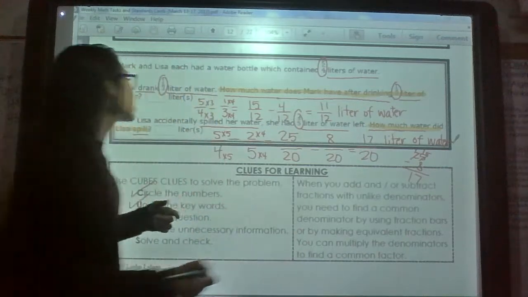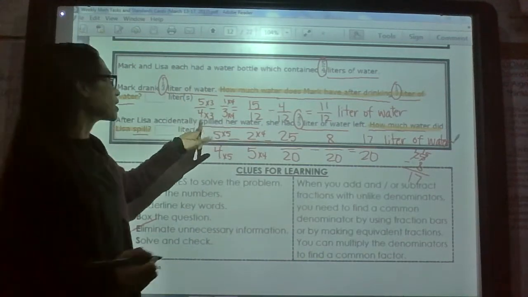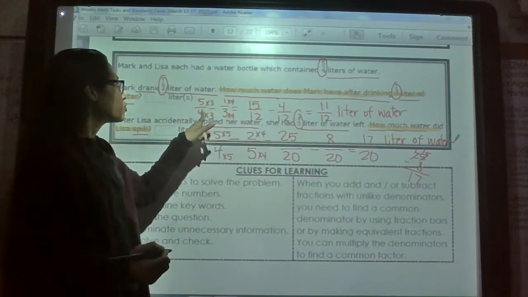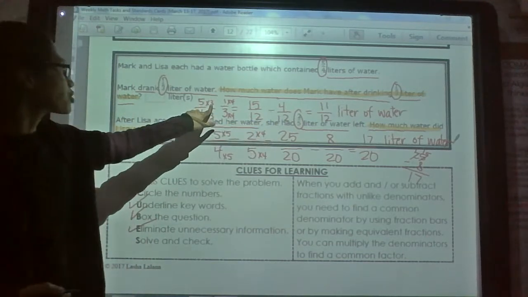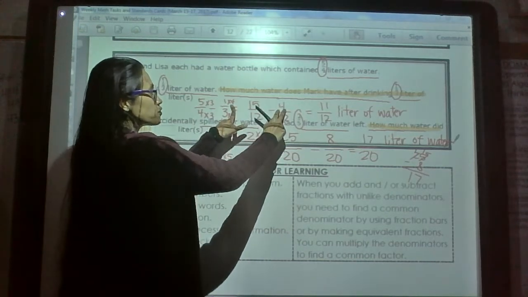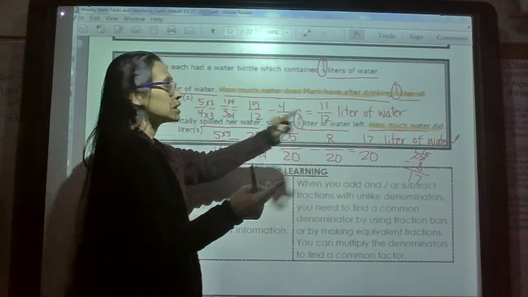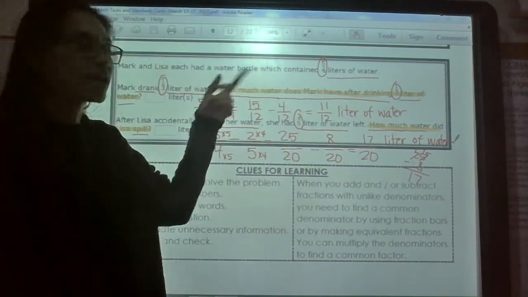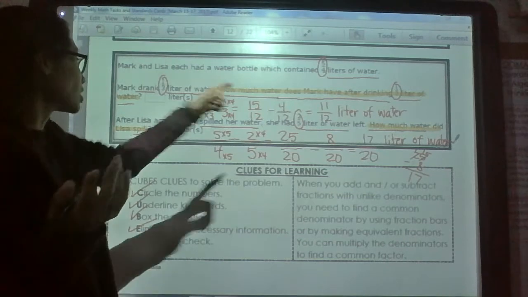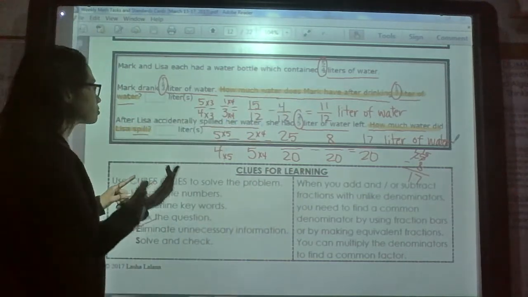Let's check our work. We have 5/4 minus 1/3. Need a common denominator. 4 times 3 is 12. 5 times 3 is 15. 3 times 4 is 12. 1 times 4 is 4. Subtract 15 and 4, and you get 11. 11 over 12. Don't need to simplify. So it's 11/12 liters of water. So that's how much Mark has left after drinking 1/3.